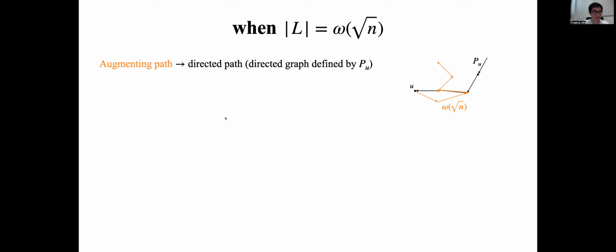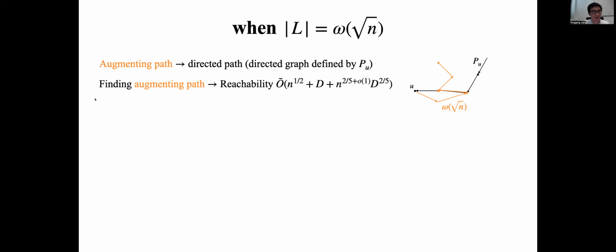The first observation is that finding augmented paths is just like finding directed paths on a directed graph, where the directed graph is defined by PU. For the sake of simplicity, let's now consider the directed paths as many paths directed to U. The real situation could be more complicated, but this should be a very similar case.